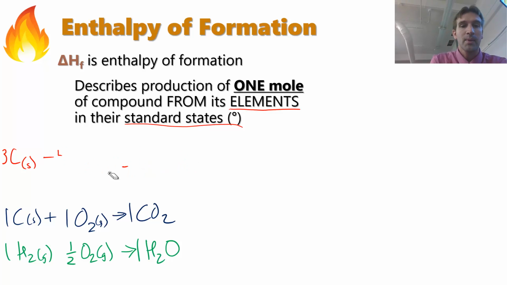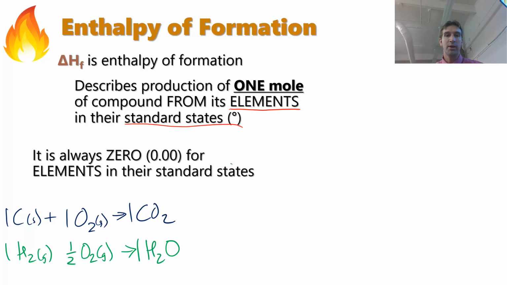Now, what we want to consider once again is elements in their standard states. They're not going to have any amount of energy required to make them. If I only looked at oxygen as the thing that I'm forming, well, the standard state is O2 gas, and there's no energy requirement for oxygen to become itself. So remember that any elements that are uncombined, things that are alone, require no energy in order to form.